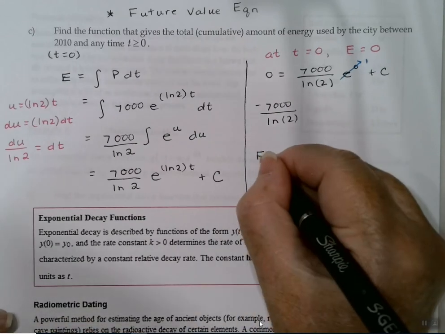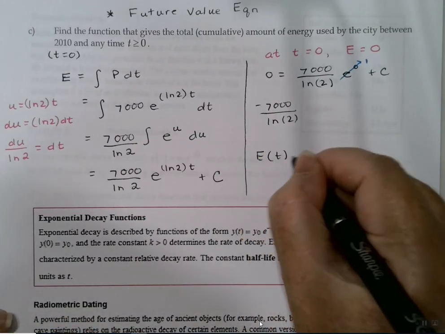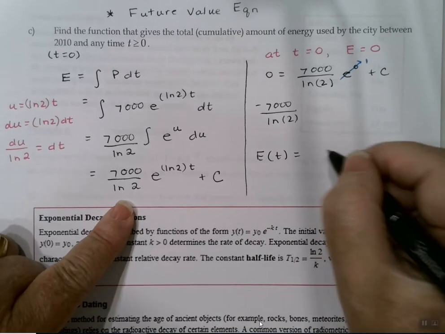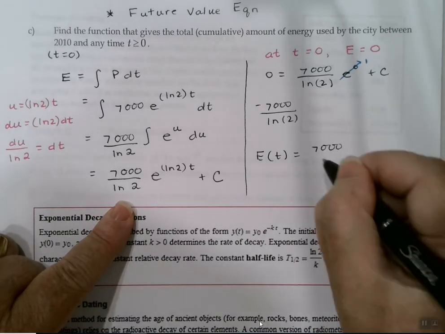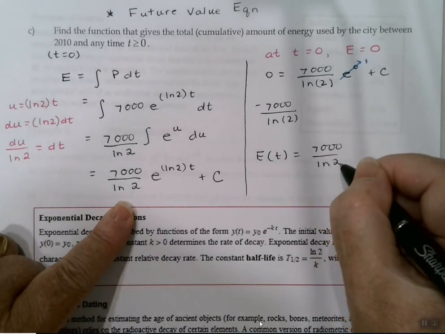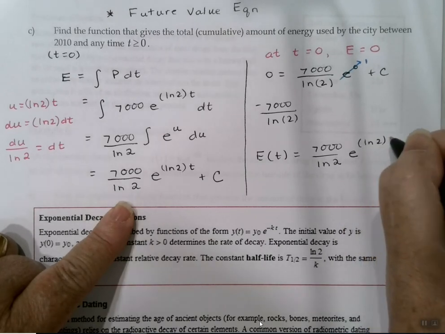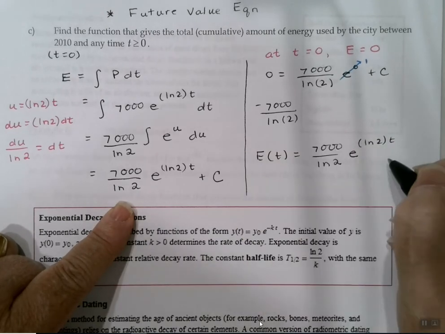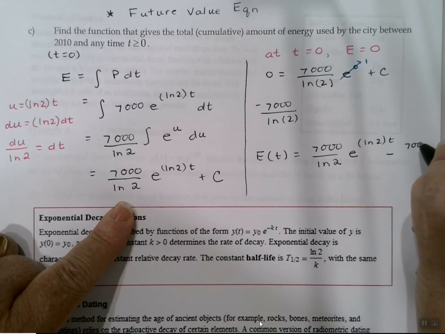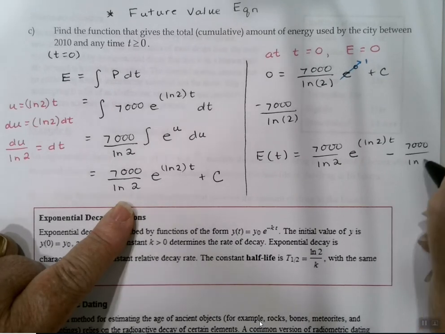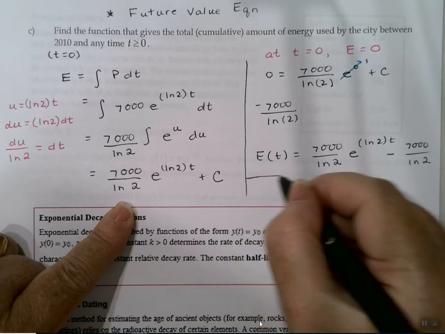And my final energy equation at any time t would be 7,000 over ln 2, e to the ln 2 t, minus 7,000 over ln 2.